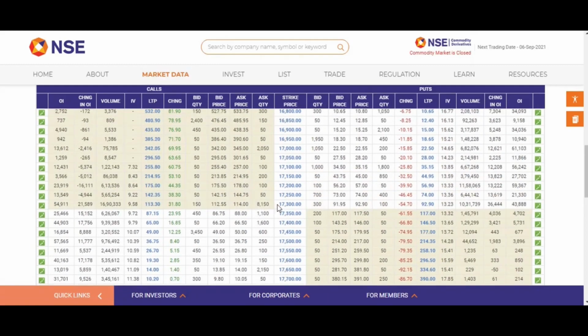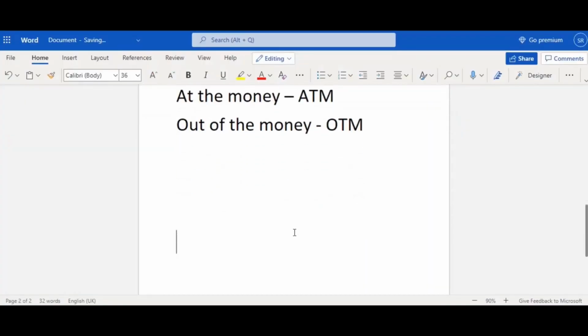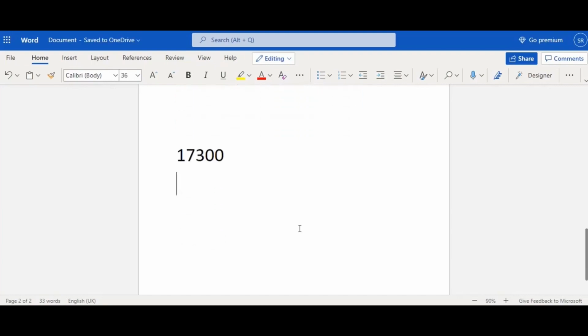So the price currently is, let's say, 17,300. Anything that is under 17,300 is going to be in the money for calls. Why? Because you buy calls when you are expecting the markets to go up, basically the positive side. When you expect the markets to go higher, like 17,400, 17,500 on the higher side, that is why you buy calls. So anything below 17,300 is in the money for calls.